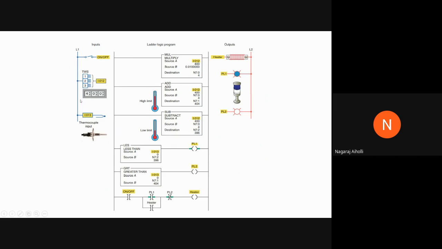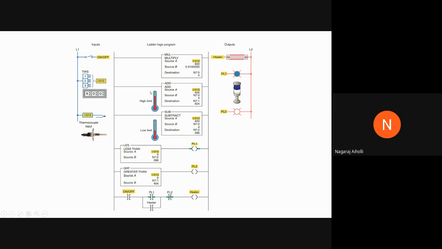The thumb wheel switch value is 400. It is indicated in terms of 4 bits. 4 will be 0100 in binary, then 0 will be 0000. So the value in the A register is 400. The value in A, 400, is multiplied by the value in B, that is 0.01. So 400 into 0.01 will be 4, that is stored in the destination.